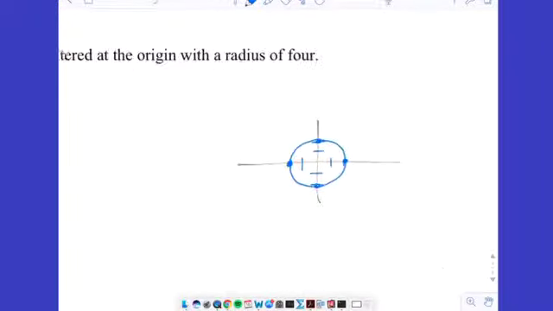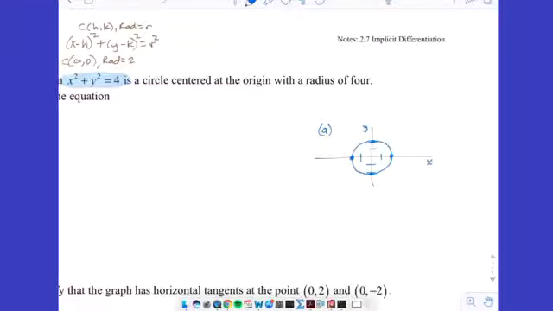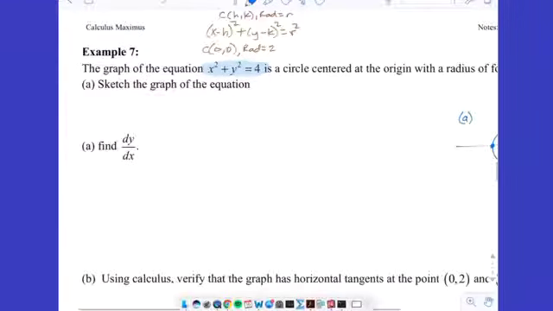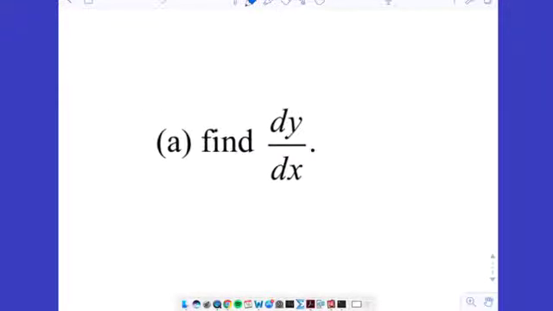All right, so that's actually part A. That's what it asks us to do. Part A, sketch the graph. There it is. Here's the x-axis. Here's the y-axis. Beautiful.